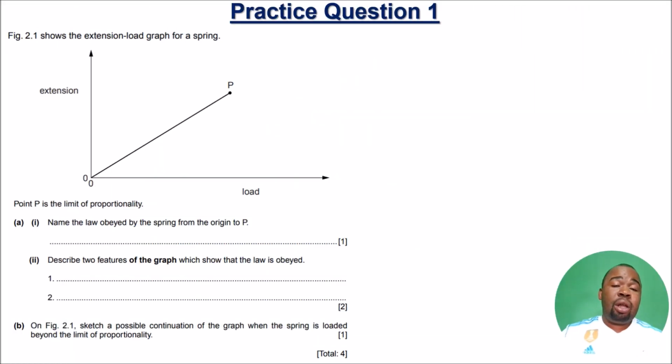Welcome back. Let's try to solve this problem. Fig 2.1 shows an extension-load graph. Key things before you answer any question so that you don't make mistakes: look at the axes. There is extension, which is expected to be in meters. There is a load, which is a force. We expect it to be in newtons.